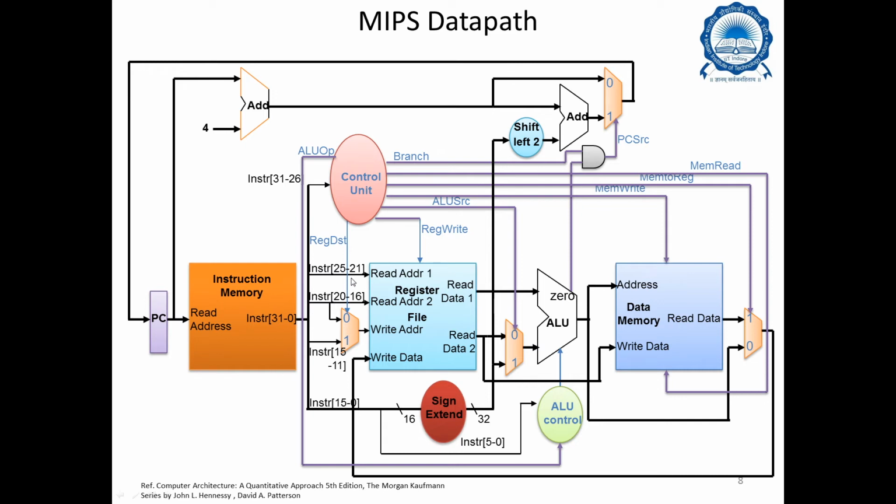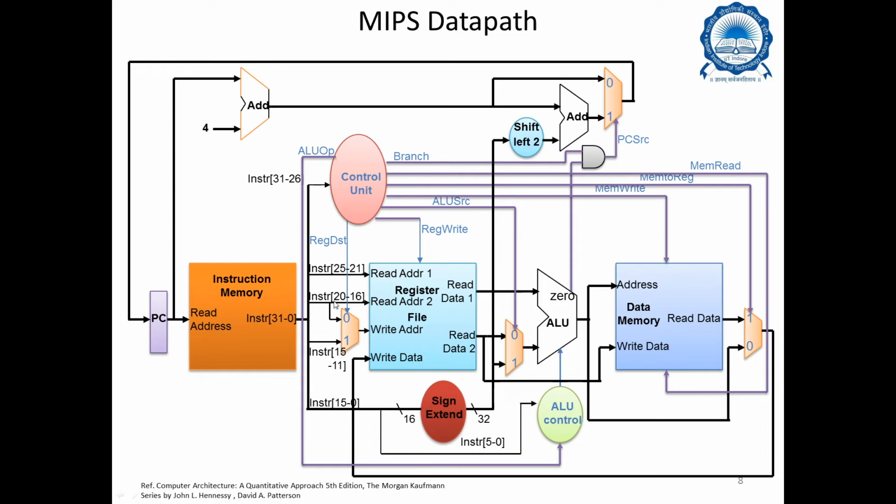Instruction 25 down to 21 is the RS field, which is the one that gets into the read address one of the register file. RS field, 25 down to 21. The next is the RT field, which is 20 down to 16, which is the second register value that is being sent into the register file.